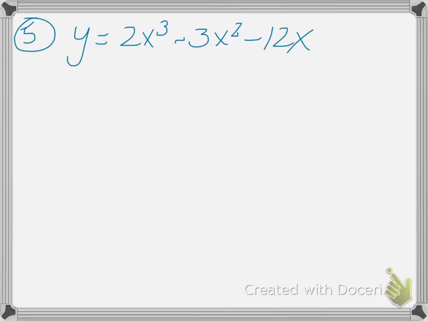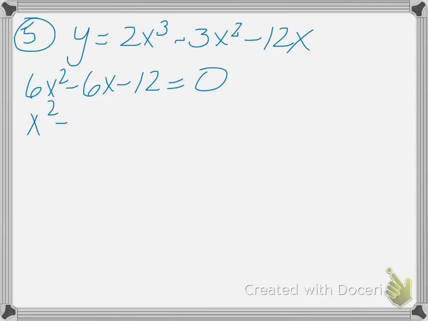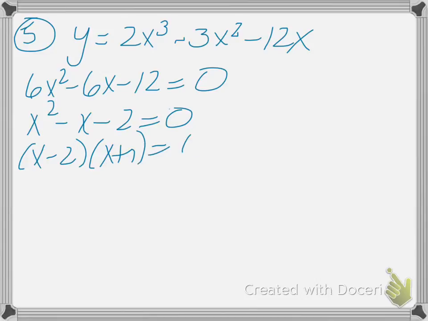Okay, for number 5, the answer was C. So we're looking for relative min, so that means we have to take the derivative and set it equal to 0. And then we can divide each term by 6. Factor. You get 2 answers. Okay, so we're going to make a wiggle graph.